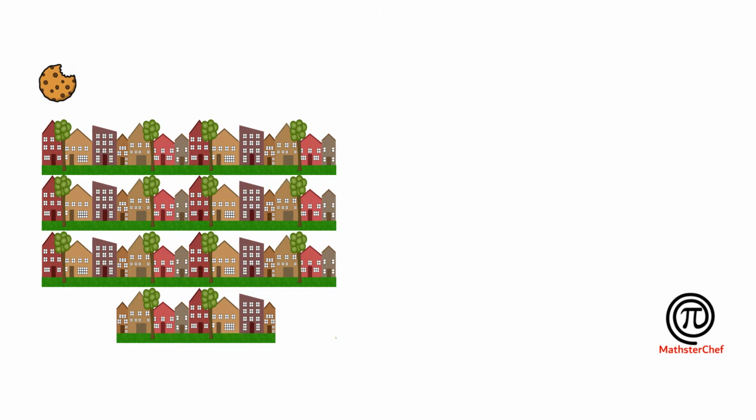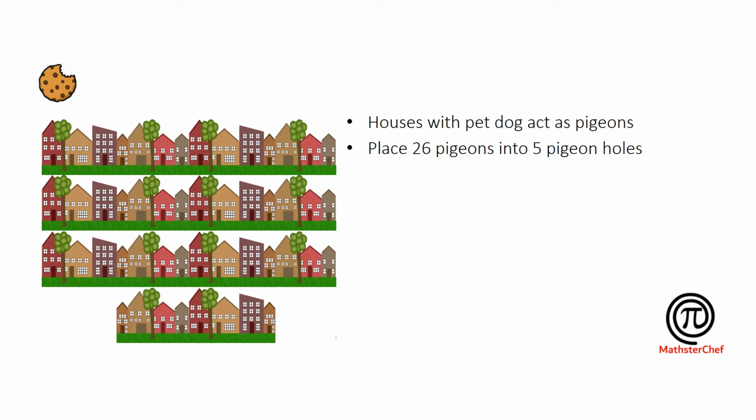So the next thing that we need to think about is what are the pigeons in this question? Here we're told that there are 26 houses that own a pet dog. So it's these houses that act as our pigeons. We need to place these 26 pigeons into our 5 pigeonholes.